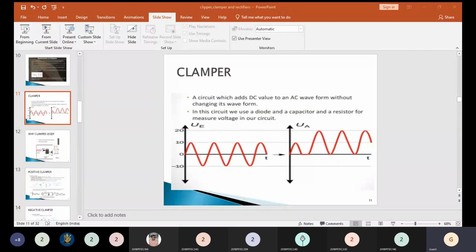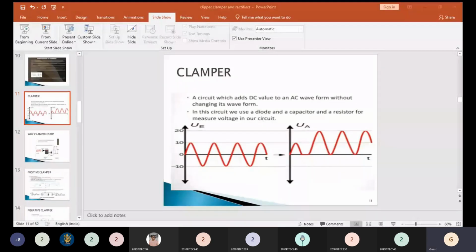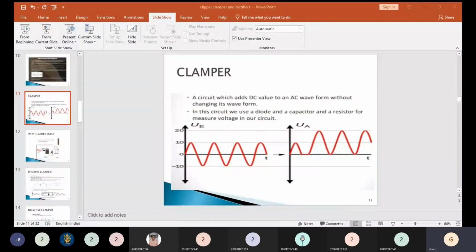The next question is: the applied input AC power to a half wave rectifier is 100 watts. The DC output power obtained is 40 watts. So this is your input data. The question asks: what is the rectification efficiency and what happened to the remaining 60 watts?